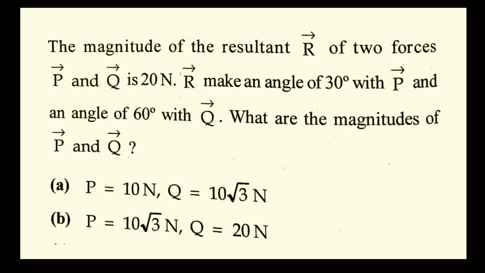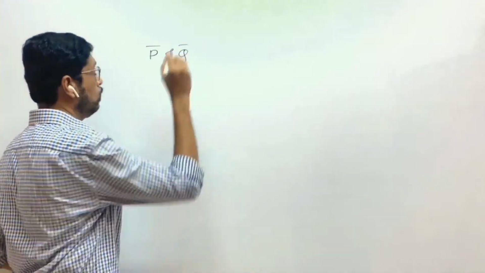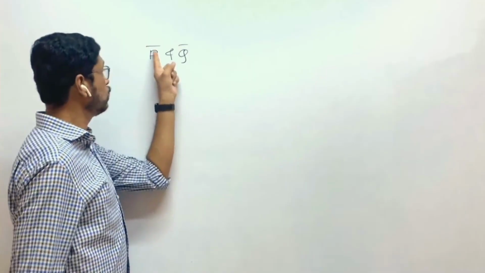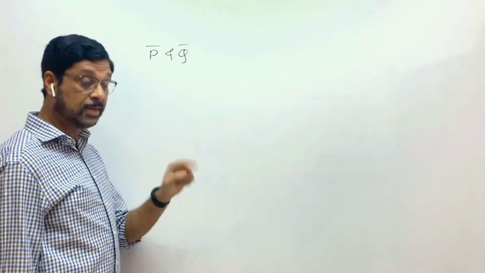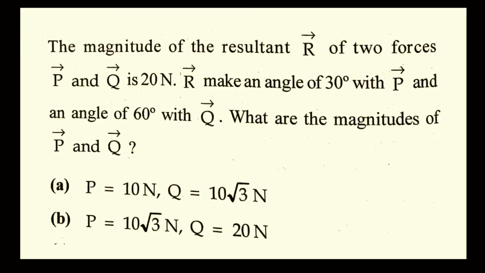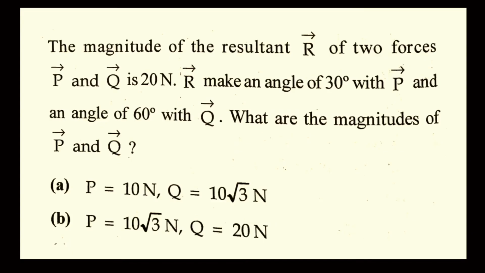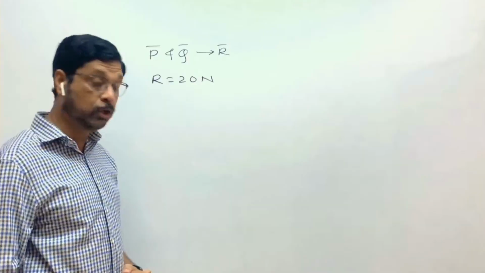So, coming to today's first question. The magnitude of resultant R of two forces P and Q is 20 Newton. There are two forces P and Q. Force is a vector quantity, so vector P and vector Q, and the resultant is R. The magnitude of that R is given to be 20 Newton, means R is equal to 20. R makes an angle of 30 degree with P and angle of 60 degree with Q.